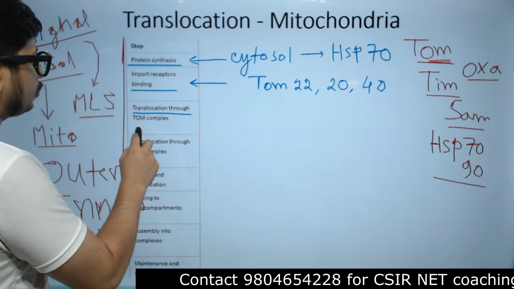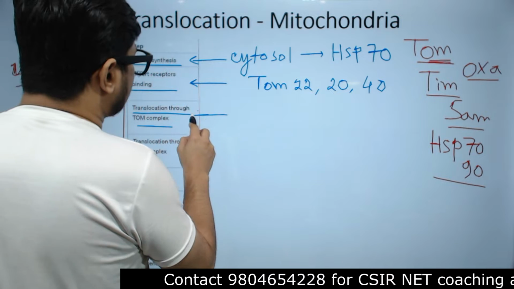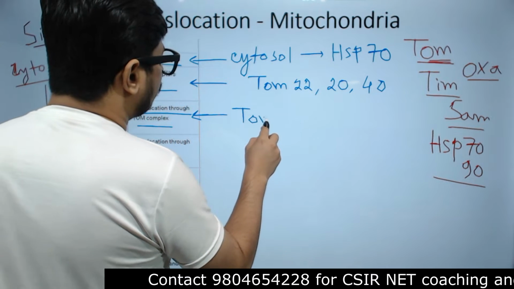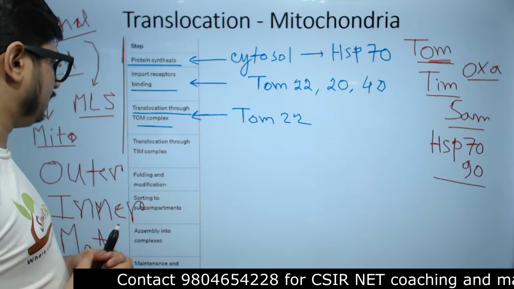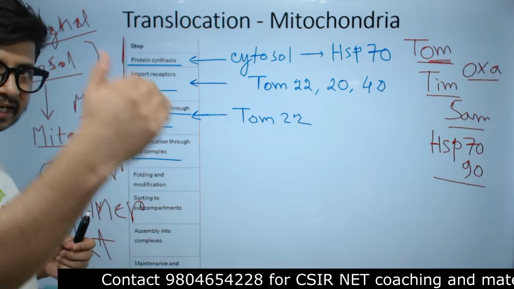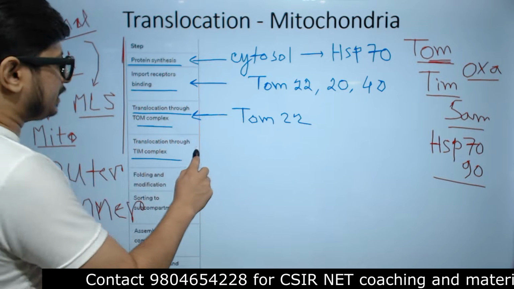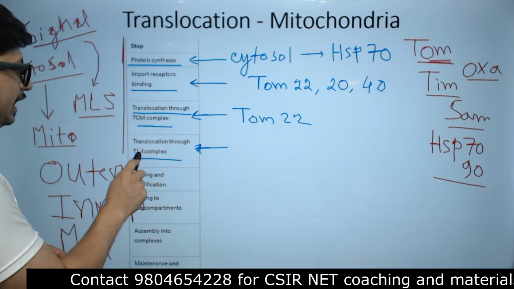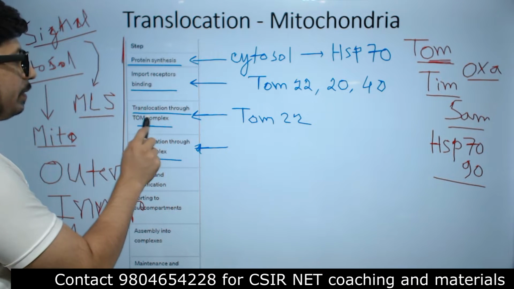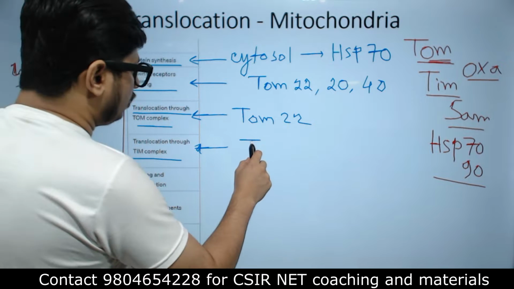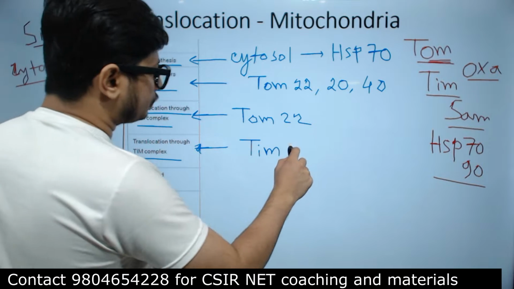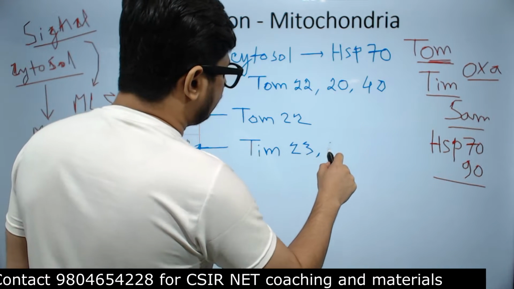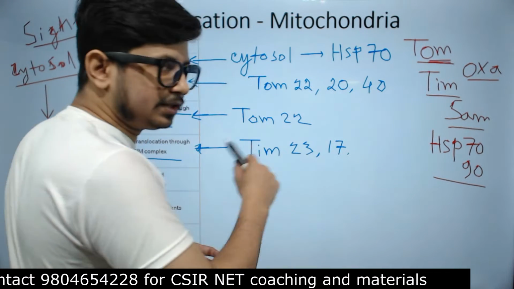Then translocation through the TOM complex. TOM22 is involved in the process of delivery and translocation. Translocation through the TIM complex is the next step. The TIM complex is the complex of the inner membrane. Translocase of the inner membrane is TIM, translocase of the outer membrane is TOM. TIM23 and TIM17 are involved in this process.